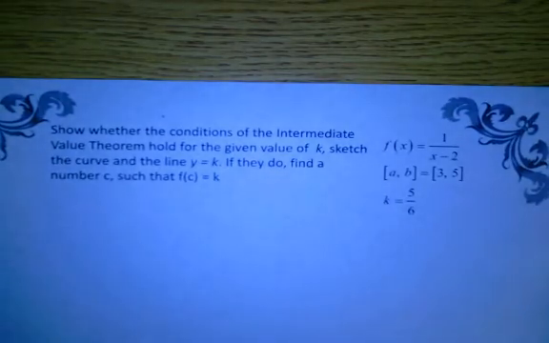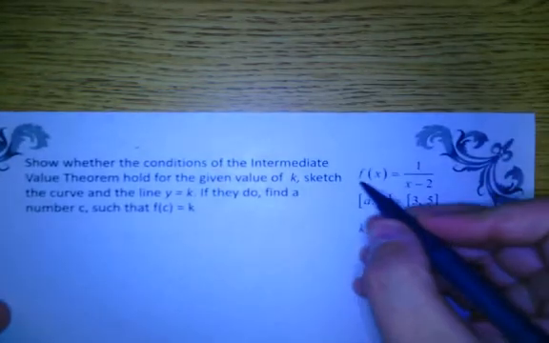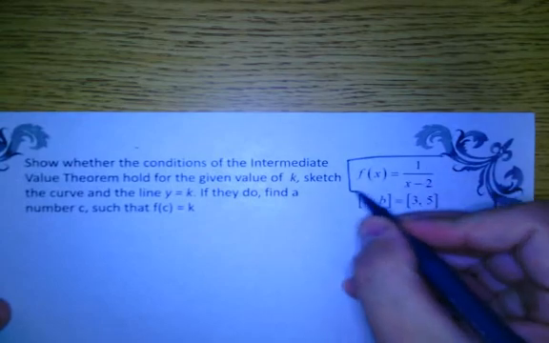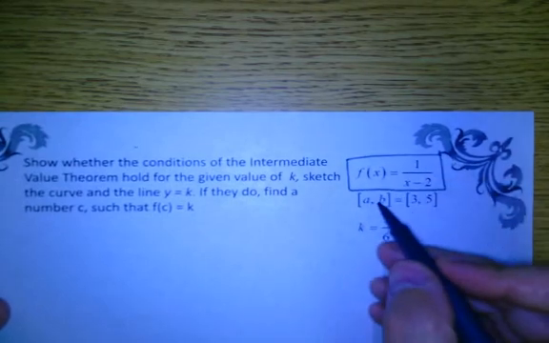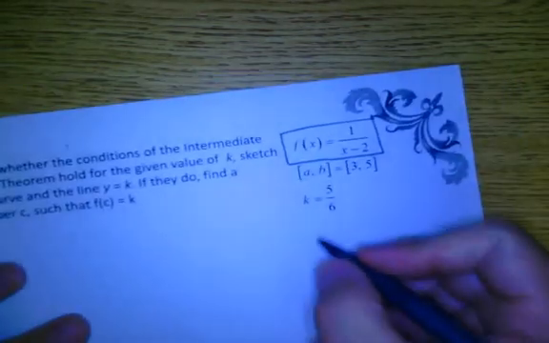Let's get to a problem. So it says, show whether the conditions of the intermediate value theorem hold for the given value of k. We're going to sketch the curve and the line y equals k, and if they do, find a number c such that f of c is equal to k. Alright, so I have my 3 conditions I have to meet. So here's my function right here. It's on this interval, and then the k value is right there. Okay.